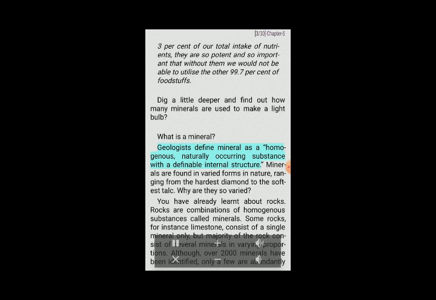What is a mineral? Geologists define a mineral as a homogeneous, naturally occurring substance with a definable internal structure. Minerals are found in varied forms in nature, ranging from the hardest diamond to the softest talc. Why are they so varied? You have already learned about rocks. Rocks are combinations of homogeneous substances called minerals.